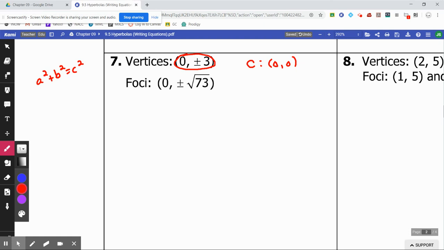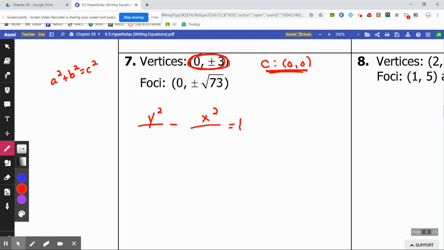You can go ahead and find out if it's horizontal or vertical by looking and seeing where the vertices are in relation to the center. 0, 3, and 0, negative 3 are above and below this center, so therefore it'd be a vertical. So therefore your y stuff will be listed first. And notice that I didn't put them in parentheses because this has not been translated. The center is at 0, 0, so therefore we don't need a y plus or a y minus. So therefore now we've got to find our a, b, and c values.